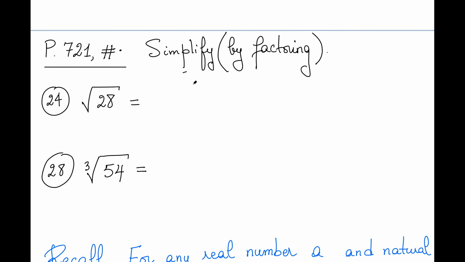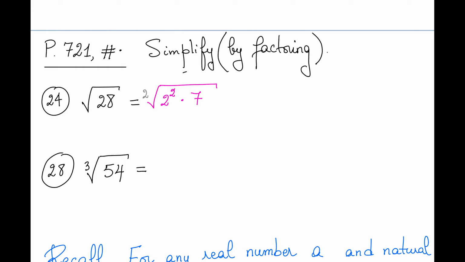Page 721, number 24. Simplify by factoring, obviously, but simplify. Well, 28 is 4 times 7, right? Correct? 4 times 7, and 4 is 2 squared. So what did I do here? I wrote the prime factorization of 28. This is it. What's the index here? The index is 2, right?